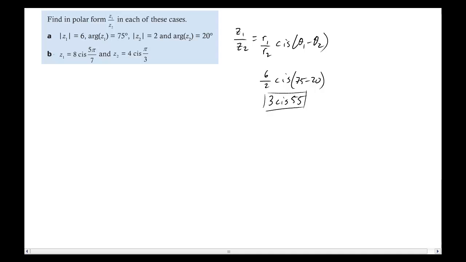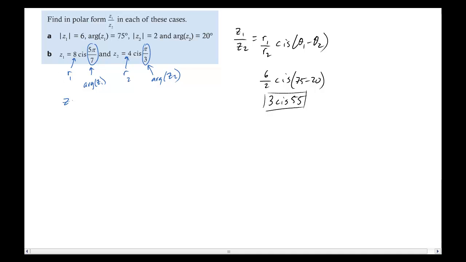So now we've got the same thing right here. This is exactly the same because remember 8 is your modulus, and 4 is your modulus, so r1, r2. And this is your argument. Remember, it doesn't matter if it's in cosine and sine, or if it's in this cis format. That is then your argument of z1, and this then is your argument of z2. And so having that, you can then do exactly the same thing.